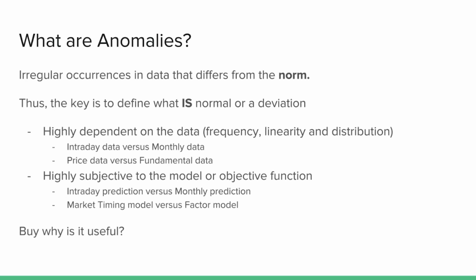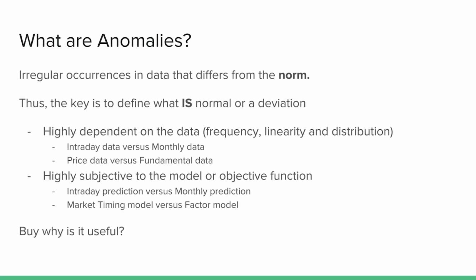The second thing I want to talk about is how anomalies are highly subjective to the model or objective function you are using. We can assume that intraday data versus monthly data is driven by frequency. But when we look at intraday prediction versus monthly prediction models, it's possible to use a lot of accumulated intraday data to do a monthly prediction. So we separate the difference between the data itself and the model itself.